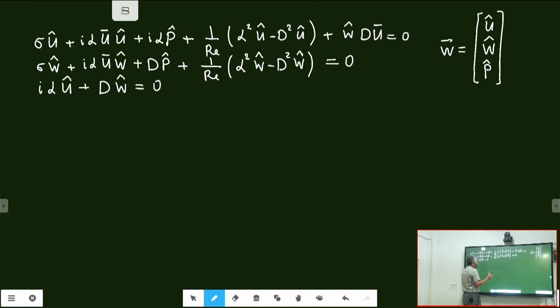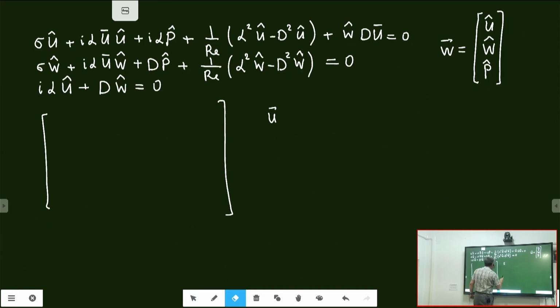Now, what I will do next is write this system of equations in matrix vector form. How do I do that? I know that a matrix is a table of values of coefficients of the equation. So I reserve a large space for that, and I will put the vector of unknowns on the right: U hat, W hat, P hat.